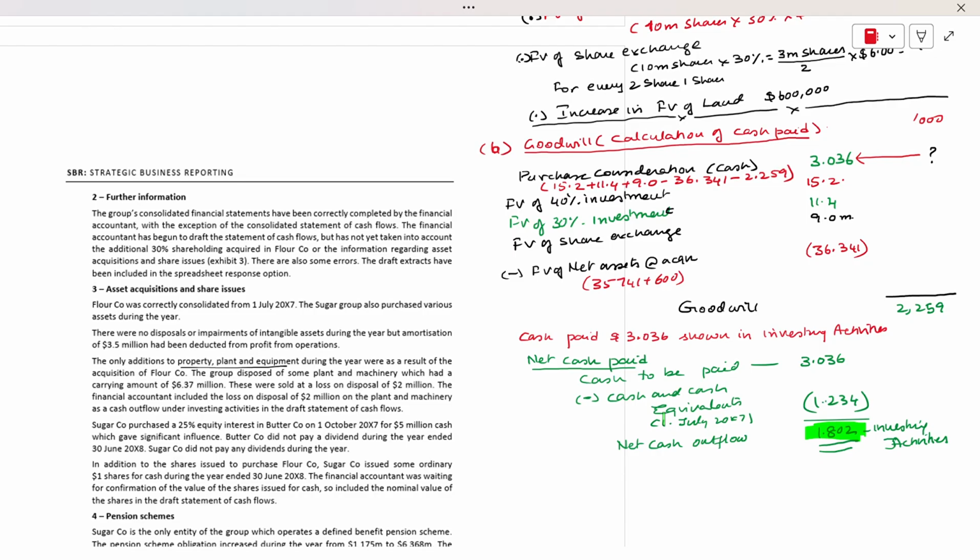Sir, in the consolidation question in the exam, we will always get a spreadsheet? 100%. And also another question: you said in the exam it's better to start with the ethics question, right? Yes. And then we do consolidation because it's 30 marks. Yes.